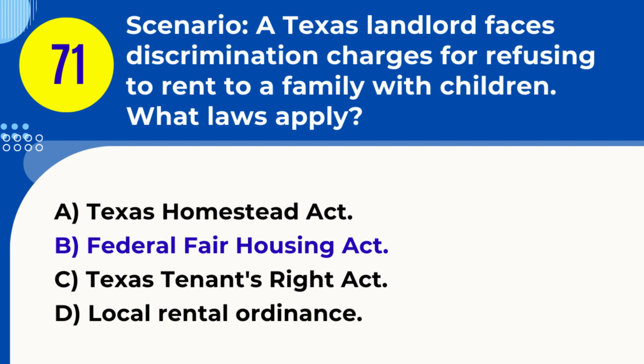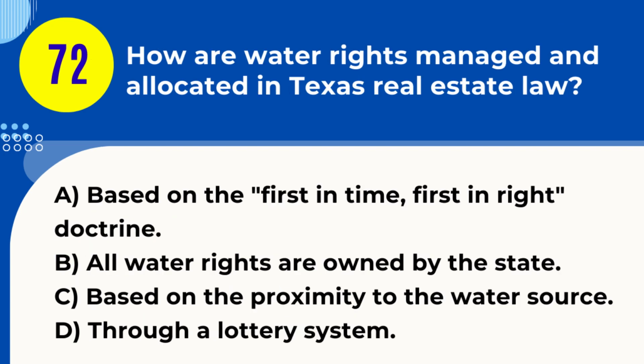Explanation. The Federal Fair Housing Act applies in this scenario. This act prohibits discrimination in housing based on race, color, religion, sex, national origin, familial status, including children under 18, or disability. Question 72. How are water rights managed and allocated in Texas real estate law?